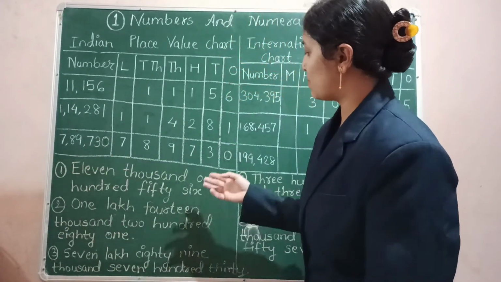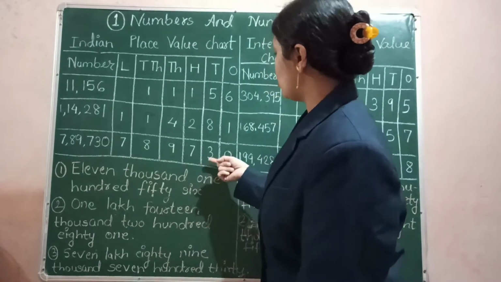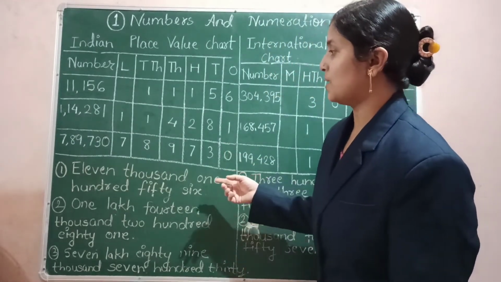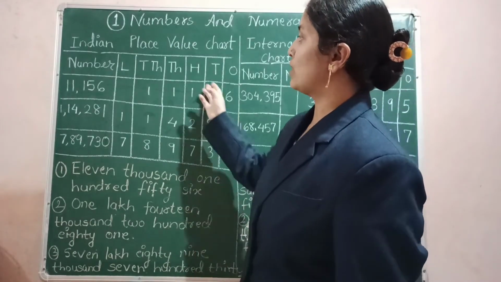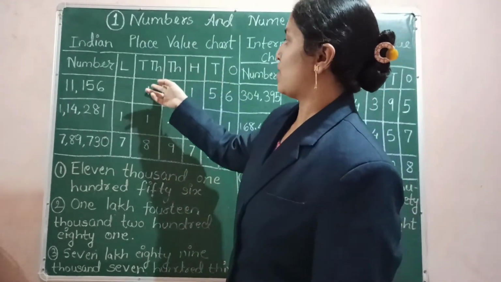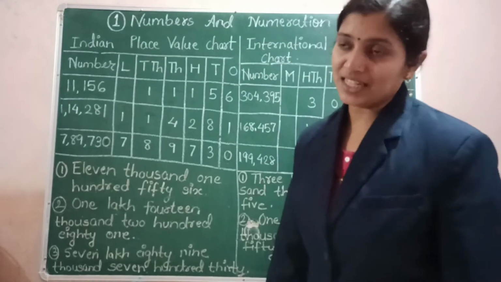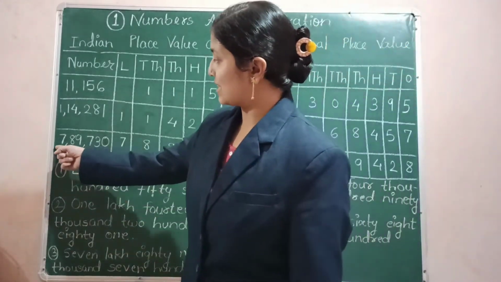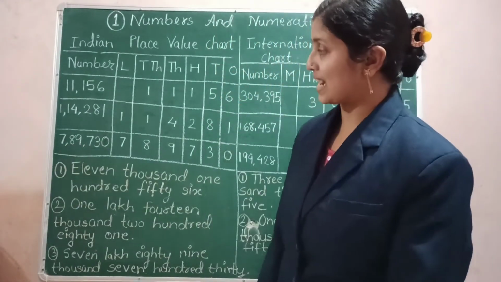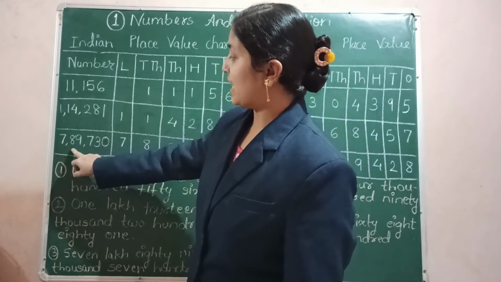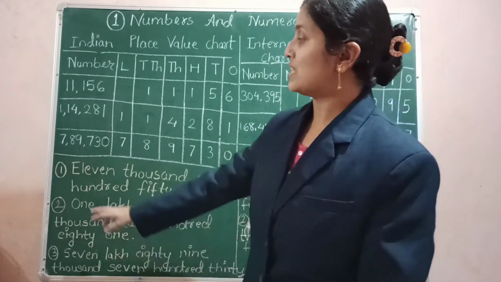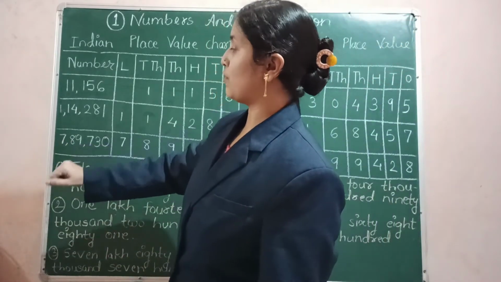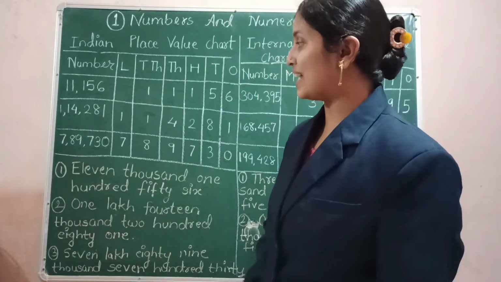789730. So first it is placed in the place value chart here, and since it is a 6-digit number, this number is also having all three periods, that is ones, thousands and lakhs period in it. So this 7 comes in the lakhs period. So we will read it like 7,89,730. Since this 7 is in lakhs period, we will read it using a lakh.